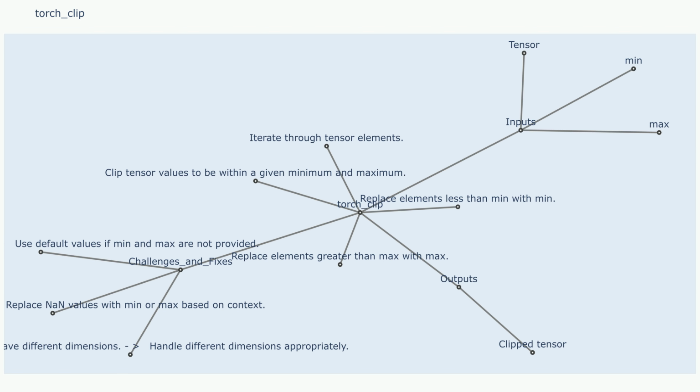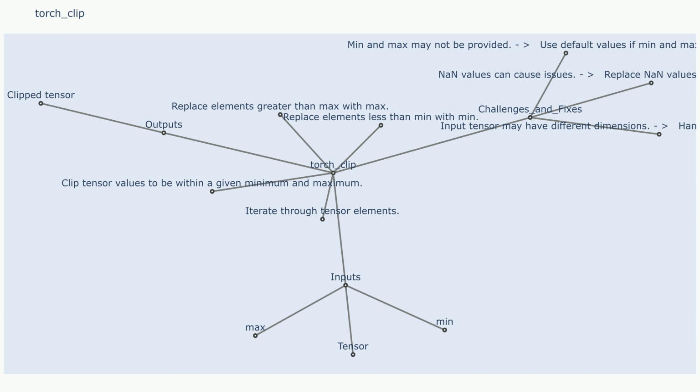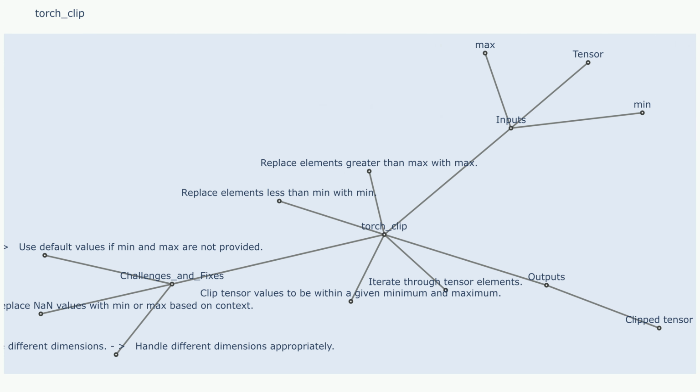Torch clip. Description. CLIP, contrastive language-image pre-training, is a powerful technique for aligning text and image representations in a joint embedding space. PyTorch CLIP is a library that provides pre-trained CLIP models and tools for performing various tasks, such as image classification, image captioning, and text-image retrieval. Inputs.